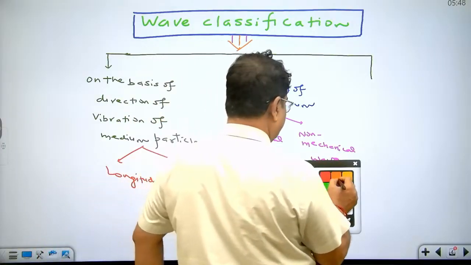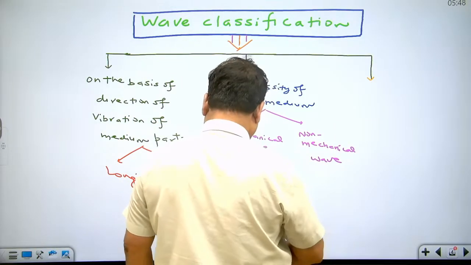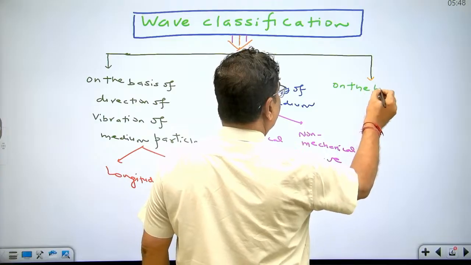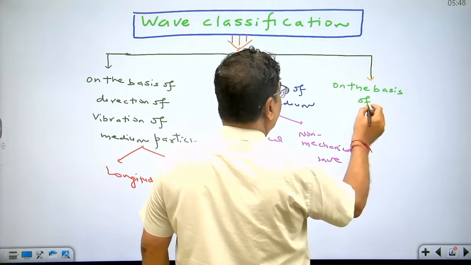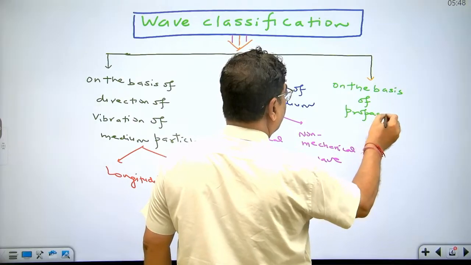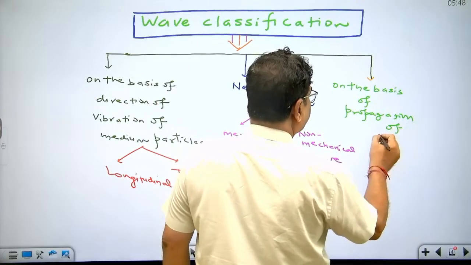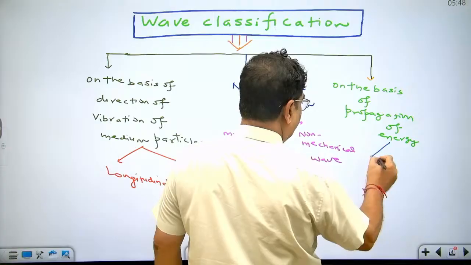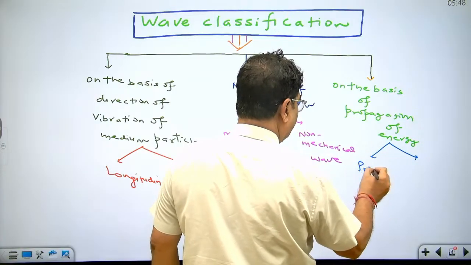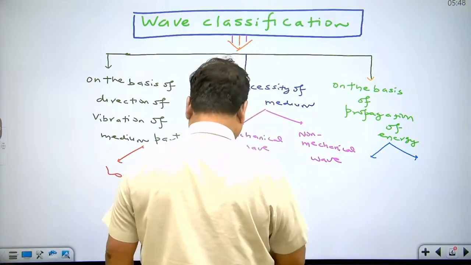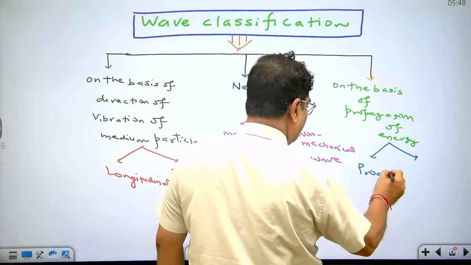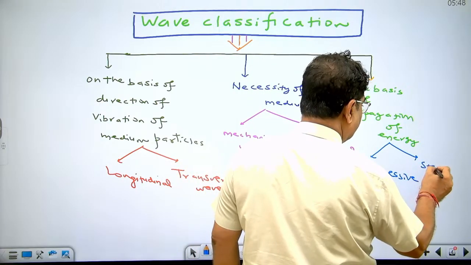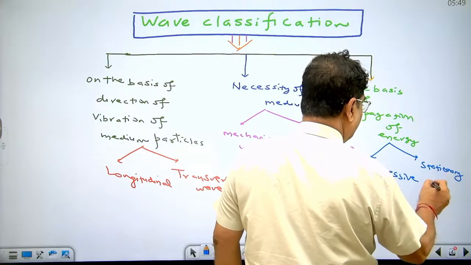On the basis of propagation of energy, wave can be classified as progressive wave and non-progressive wave, that is called stationary or standing wave.